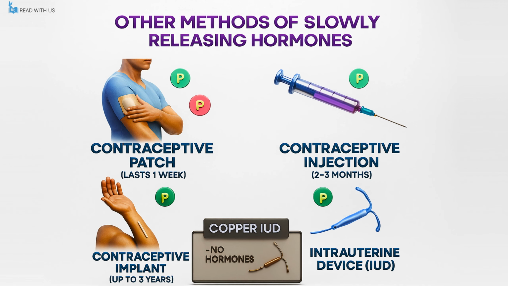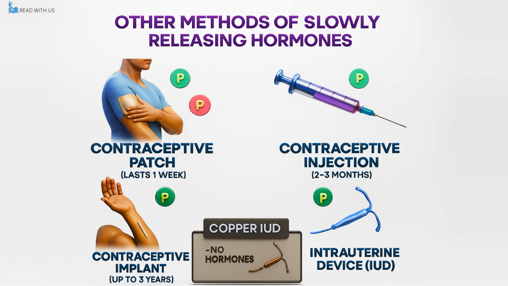The contraceptive patch, which is a small adhesive patch worn on the upper arm, releases both estrogen and progesterone continuously, and each patch lasts for approximately 1 week. Another option is the contraceptive injection, which contains progesterone and is given in the upper arm, with each dose remaining effective for 2 to 3 months. For an even longer lasting effect, there is the contraceptive implant, which is a small device inserted just under the skin of the arm, and this can slowly release progesterone over a period of up to 3 years.